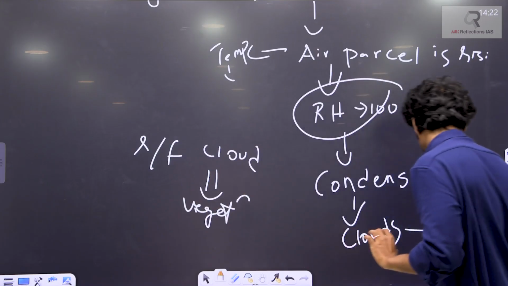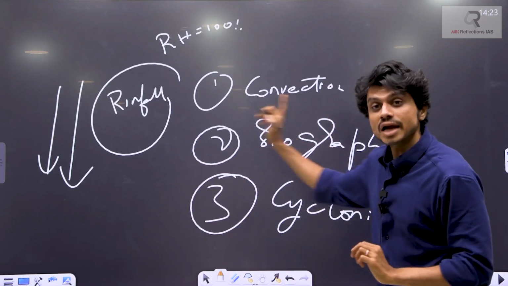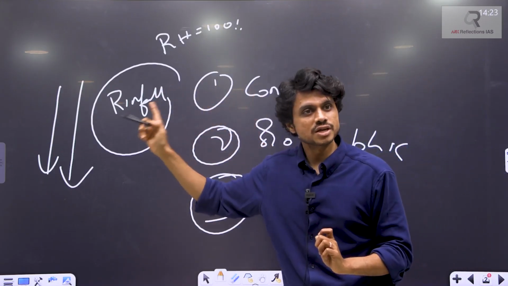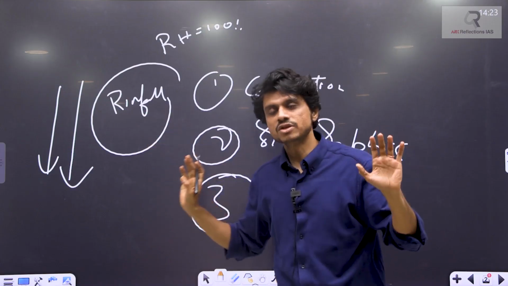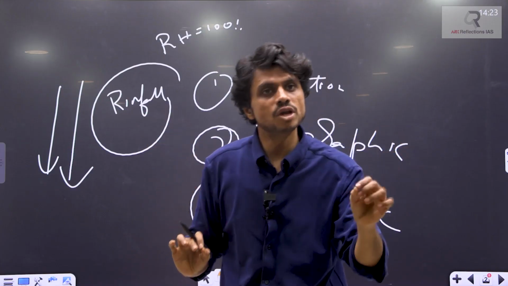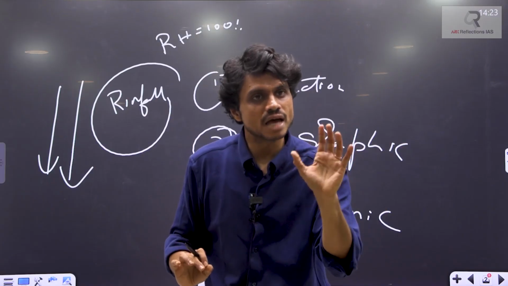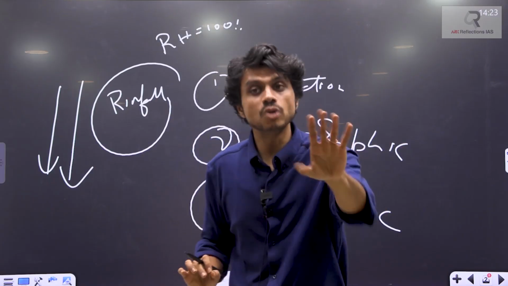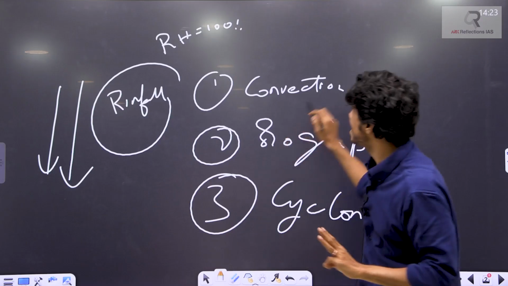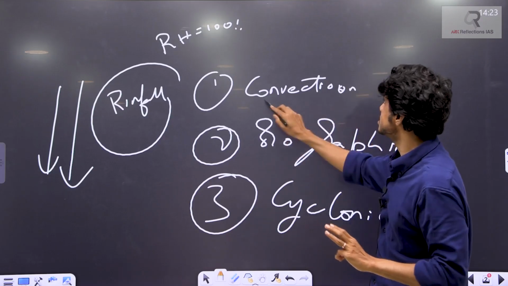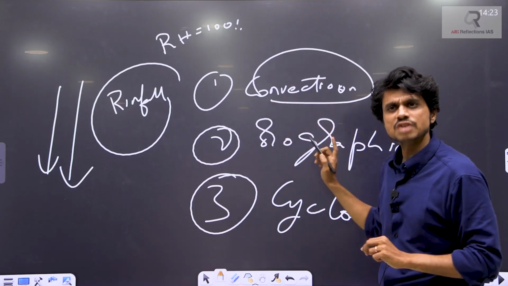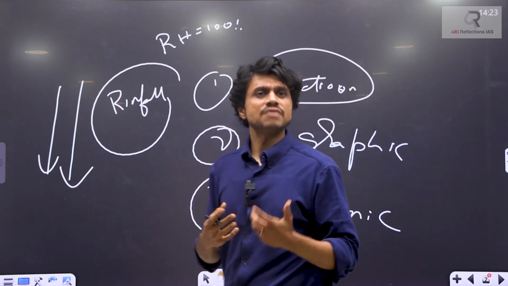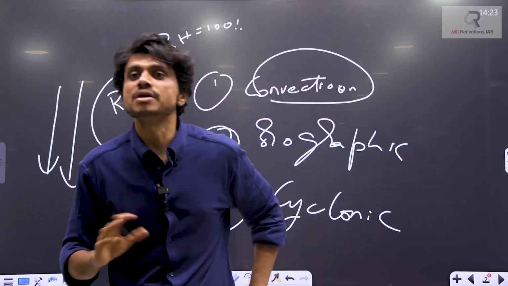Now, let's come back. In such scenarios, with wind rising and so on, we have understood that rainfall will happen only when the wind is rising and condensation is happening. Now, those conditions will happen in three scenarios only. This is the scenario of convection. Convection means that the area is under higher temperatures.